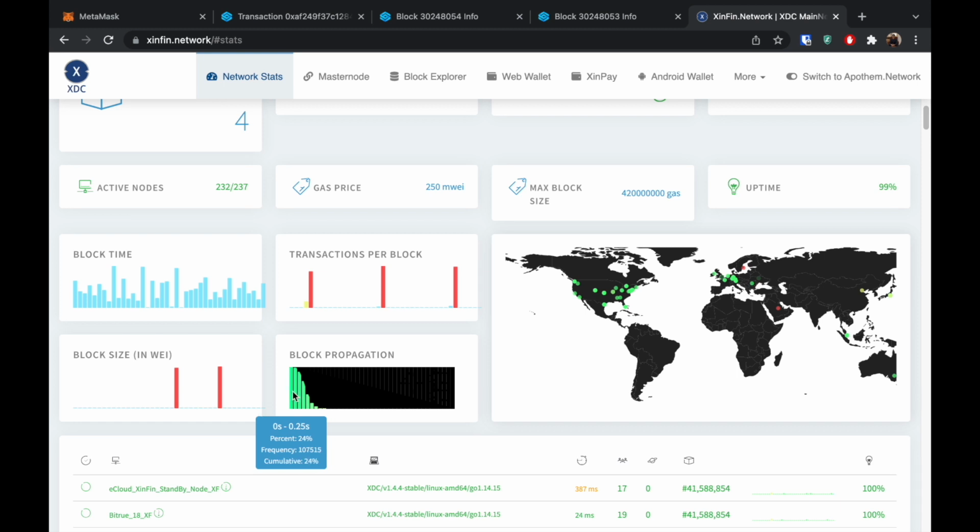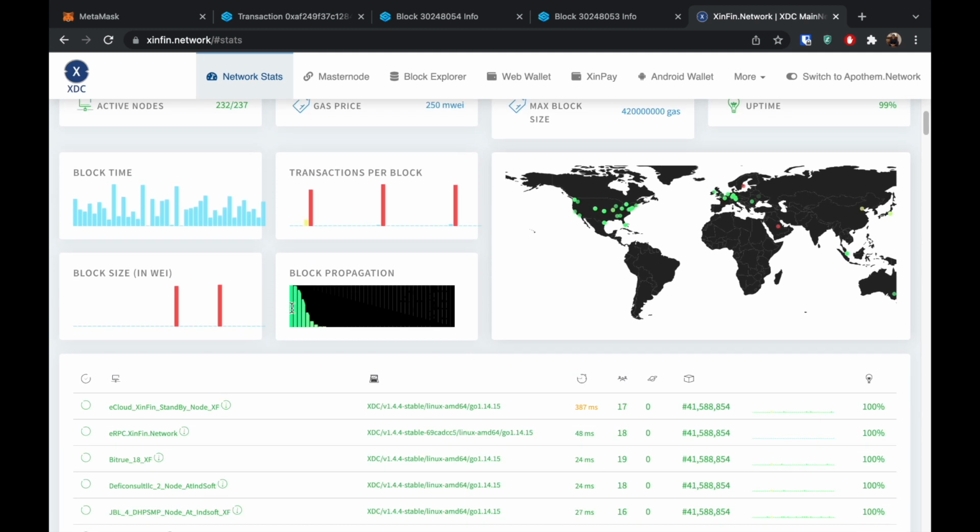So that shows that a block has propagated to 24% of all of the nodes within the first 0.25 seconds. Then up till the next 0.5 seconds, it went to a cumulative 48%. So close to half of the nodes had that latest block in the first 0.5 seconds of its creation. This is what block propagation means.